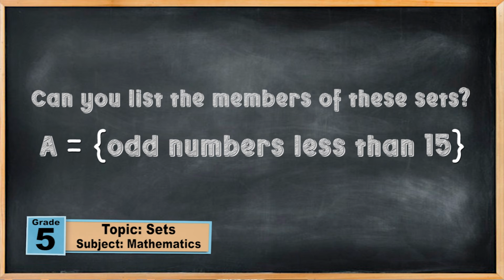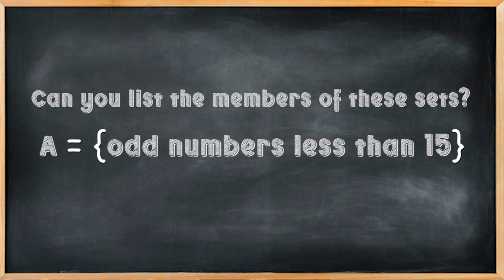Number 1. A equals odd numbers less than 15.